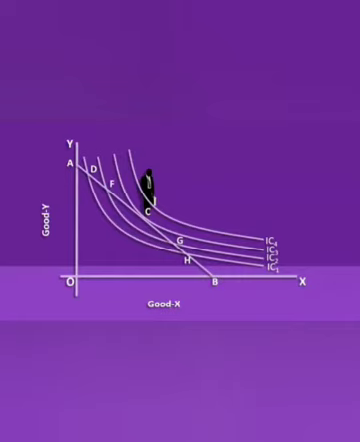Once again, he compares MRS of X for Y with the price ratio. That is, MRS of X for Y is equal to the price ratio, and both are equal. And this is the highest possible indifference curve that the consumer can reach. Hence, C is the point of equilibrium. Anyway, we have to examine points G and H.